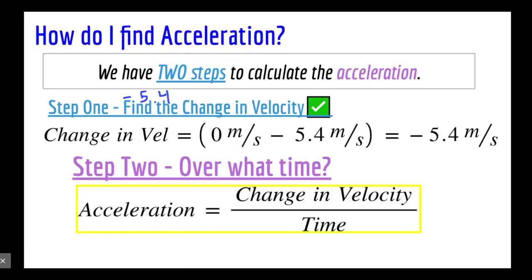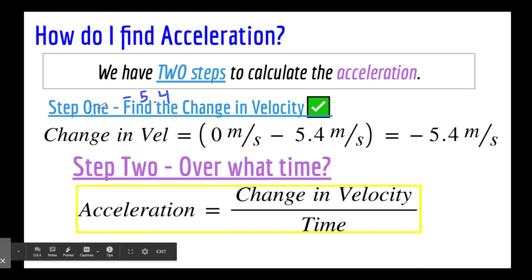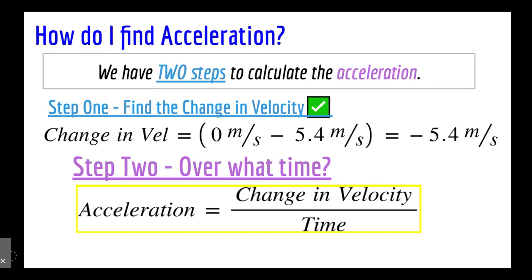The next step to calculate acceleration is step 2. Over what time? Take our change in velocity and divide it by the time it takes for the velocity to change. So step 2 is over what time? We need to determine the time.